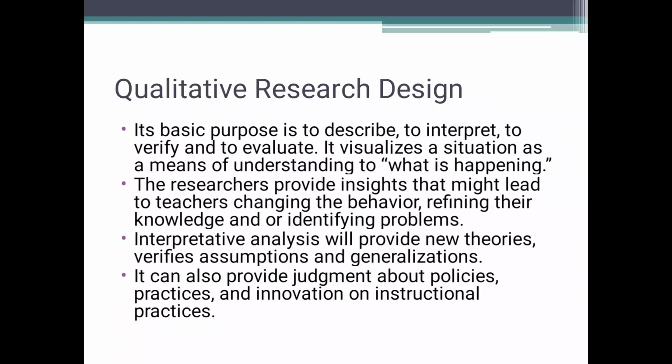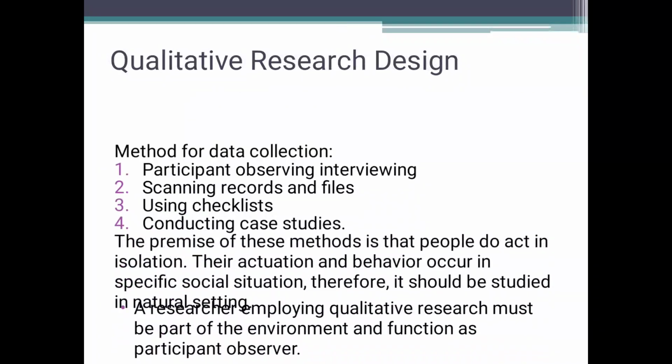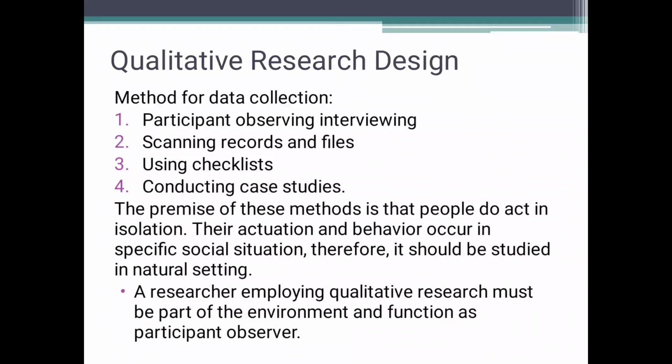Okay? And then interpretative analysis po can give a new set of theory and it can verify the assumptions happened in the past as well as generalizations. And of course, pwede din siyang gamitin about policies, practices, and innovation. Okay? So, ang qualitative research design, ang method nito is first, you will observe the participant. Kung hindi you observe, pwede din siyang i-interview. The second one is you will scan the record and files. Meaning to say, pwede mong balikan yung record ng participant mo.